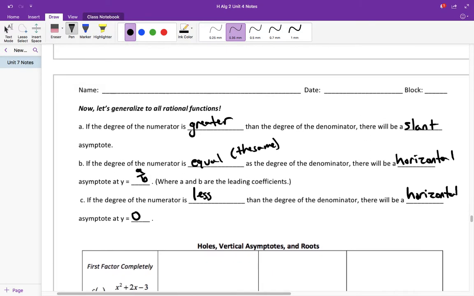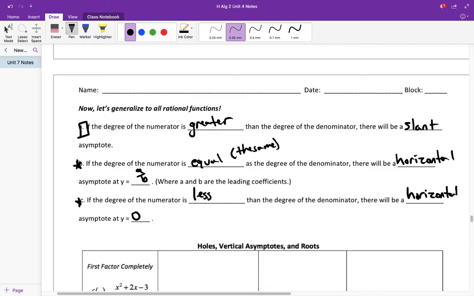So really the ones that are nice are B and C. With B, if the degree of the numerator is the same as the denominator, then you just look at the leading coefficients to determine your asymptote. For C, if the degree of the numerator is less than, then you automatically have it at y equals 0. The one that's tough, that you probably need the most practice with, is A, where if the degree of the numerator is greater than the degree of the denominator, then there's going to be a slant asymptote.